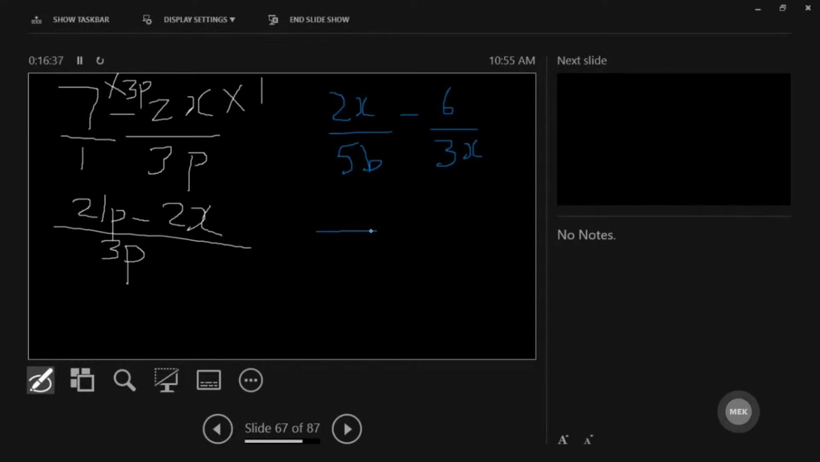All right, so let's see. The LCM would be 15bx. And 5b into 15bx, that goes 3x. 5 into 15, 3, and the b cancels the b. So 2x times 3x, that would be 6x squared. 3x into 15bx, that goes 5b. And 6 times 5b would be 30b.